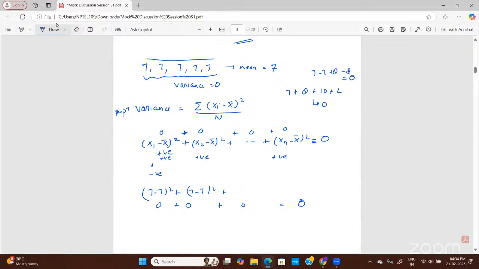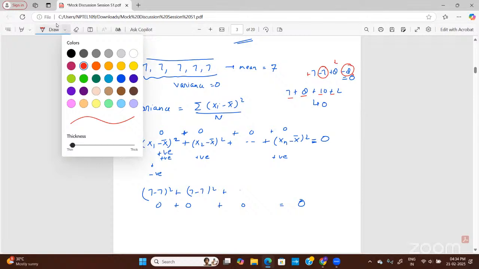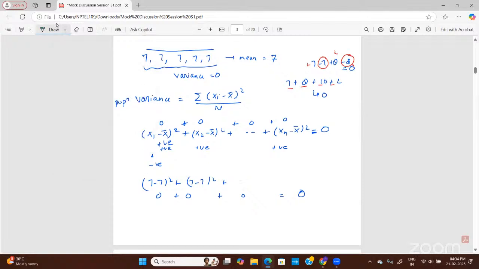Okay, so here you can see that we have negative values also. We have one positive 7, then one negative 7, one positive 8 and one negative 8. Then it can be equal to 0. But if you are taking the summation of all positive values only, it can never be 0. It is possible only when all the values are 0 only. Summation of zeros can be 0.